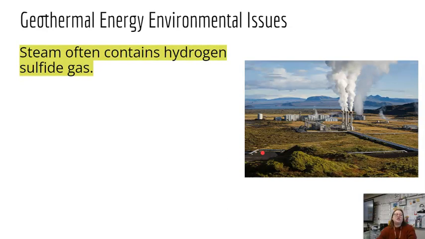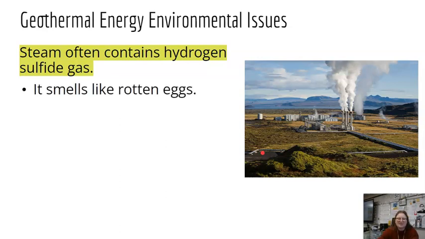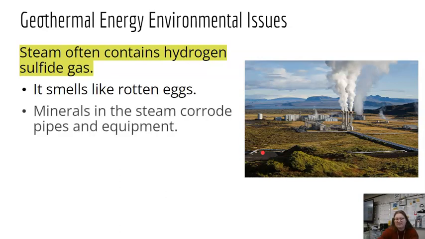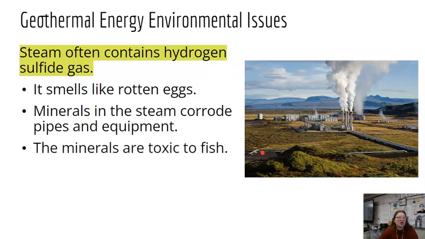The environmental issues that come with geothermal energy: the steam that's being released from the earth often contains hydrogen sulfide gas. It smells not good. It smells like rotten eggs, and the minerals in the steam corrode pipes and equipment. And the minerals are also toxic to fish. The corrosion means that those pipes and equipment are going to have to be replaced very frequently.